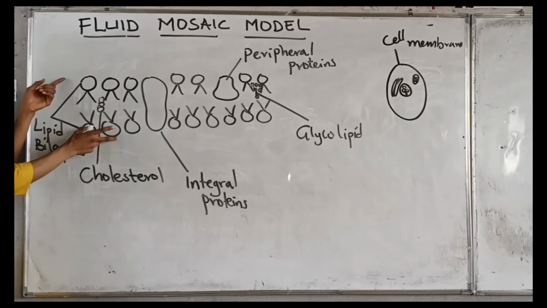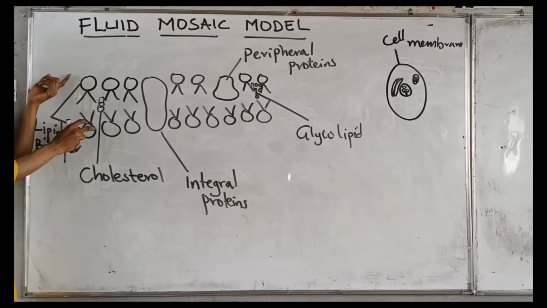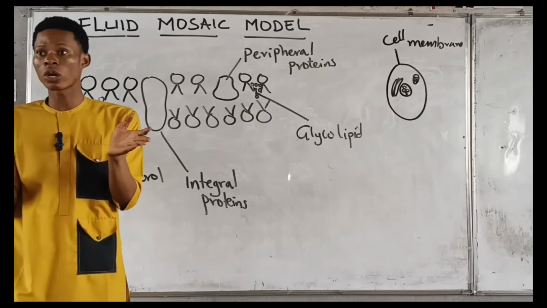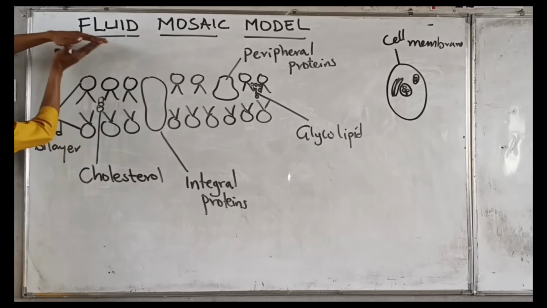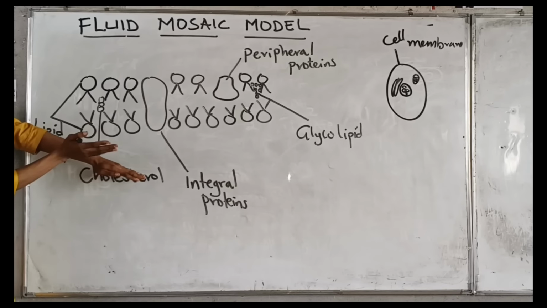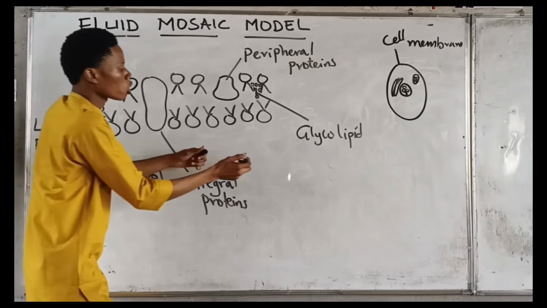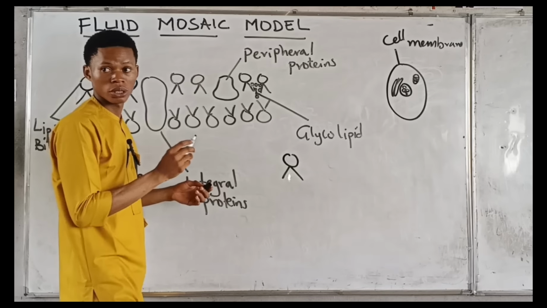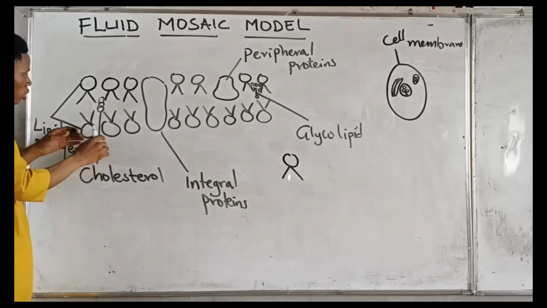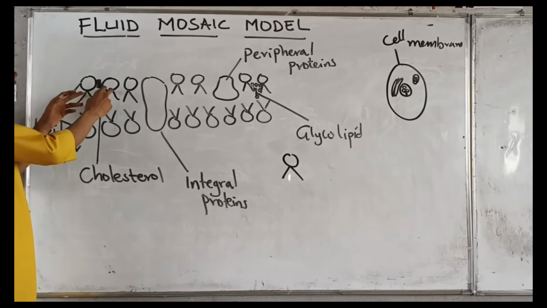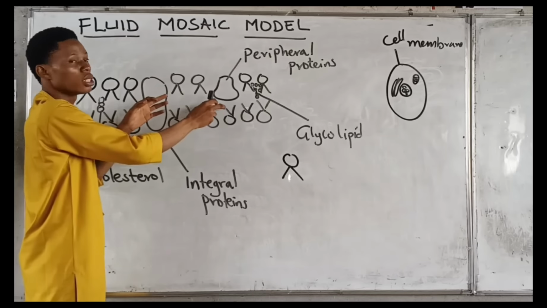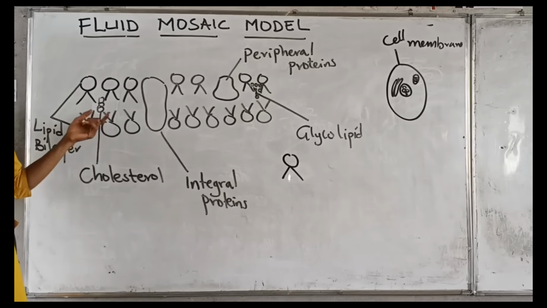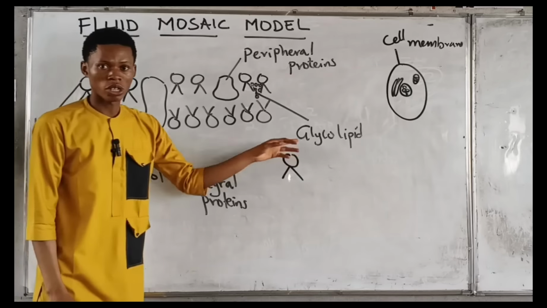Now, if you look at this cell membrane, it has a lipid bilayer. When they say bilayer, bi means what? Two, right? If you look at this, this is one layer, and this is another layer. And I'm using something like this to represent one of the lipids. Please don't count them; I didn't count them, I just drew them.